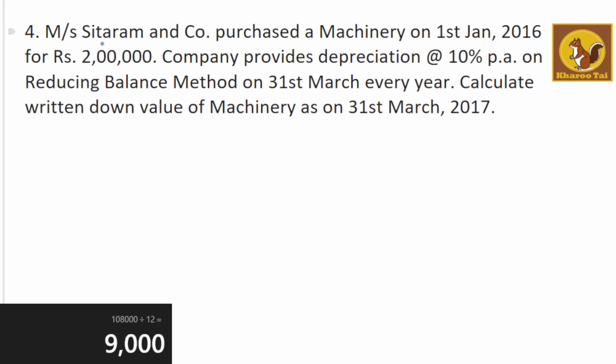Next question, question 4. Messrs. Sitaram and Company purchased a machinery on 1st January 2016 for rupees 2 lakhs. Company provides depreciation at the rate 10% per annum on reducing balance method. This is WDV method, right? On 31st March every year. Calculate written down value of machinery as on 31st March 2017.